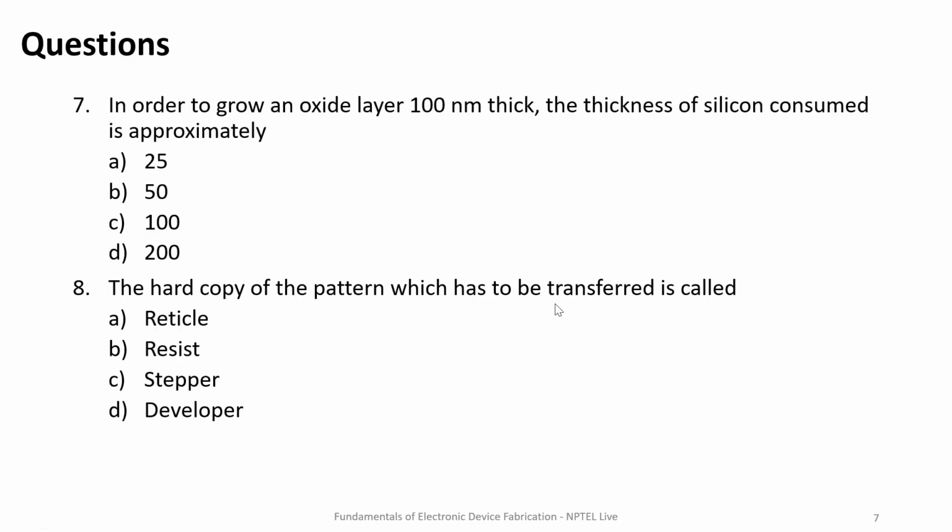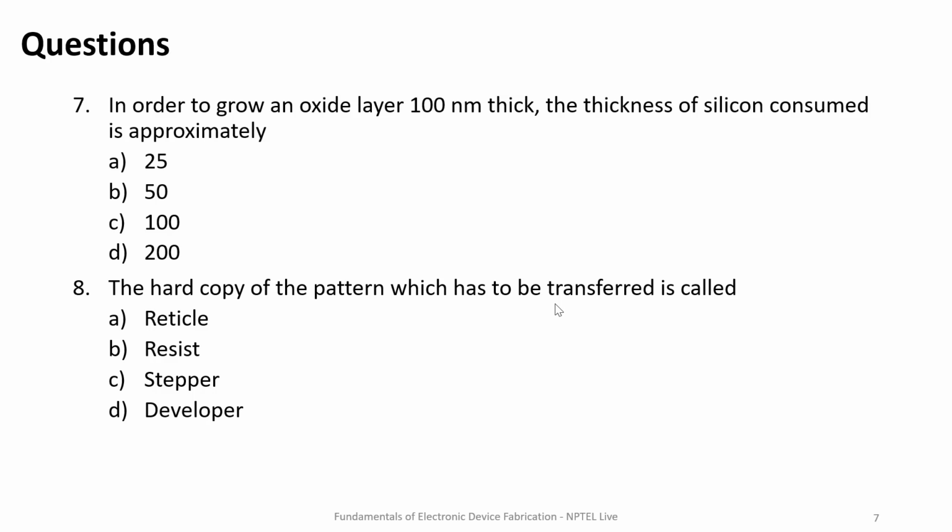So next is, in order to grow an oxide layer of 100 nanometer thick, the thickness of silicon consumed is approximately dash. Option A 25, option B 50, option C 100 and option D 200. Initially we had seen an equation for D prime in terms of D. Using that equation you will have to solve. Please solve, everyone should answer.